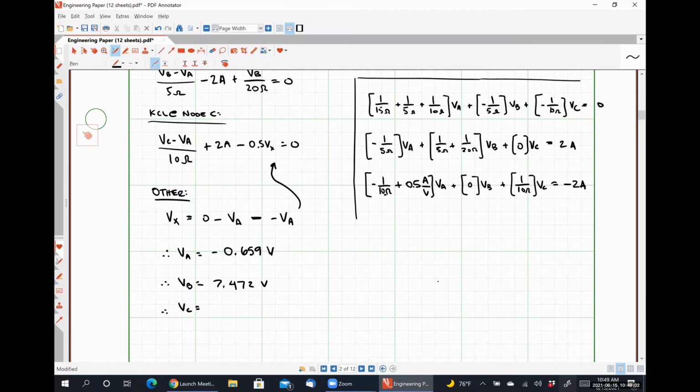Negative 17.363 volts. Negative 17.363 volts. I got that as well. Did anybody else get those same values? It's possible that I and the gentleman who was talking out loud might have accidentally punched something in our calculators incorrectly, okay?